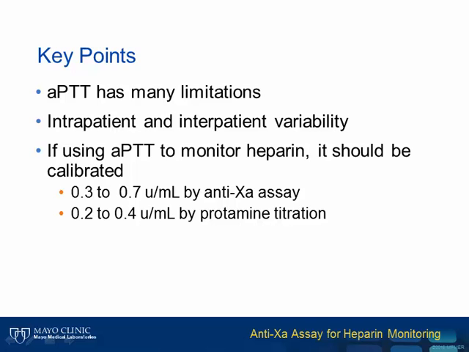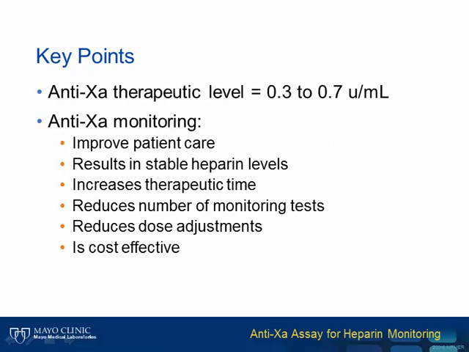If the PTT is the institution's standard for monitoring heparin, it should be calibrated at least annually and with each lot change to 0.3 to 0.7 units per ml by the anti-10A assay, or 0.2 to 0.4 by the protamine titration. When the anti-10A assay is used to monitor heparin, the therapeutic ranges will remain unchanged despite differences in the instruments, reagents, and reagent lots.